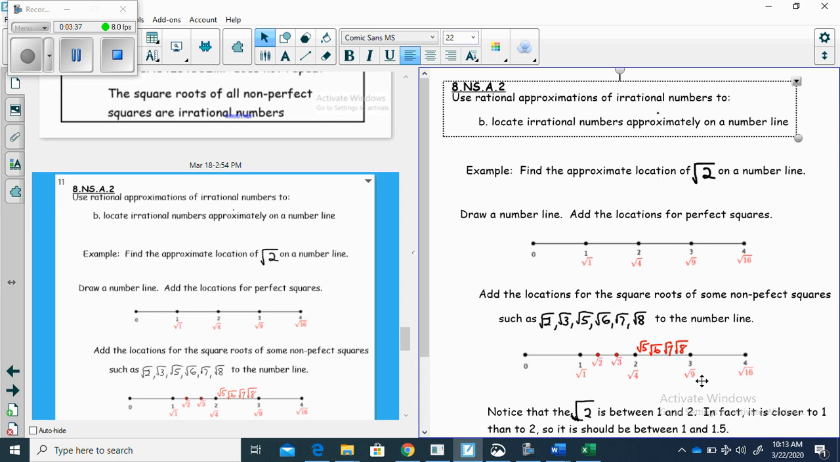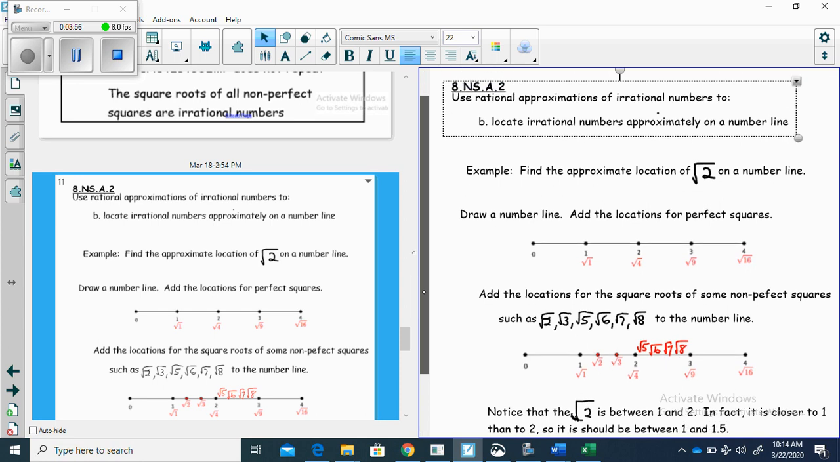And we know that if the square root of 16 is 4, then the square root of 10, square root of 11, square root of 12, square root of 13, square root of 14, square root of 15 would have to fit between 3 and 4.